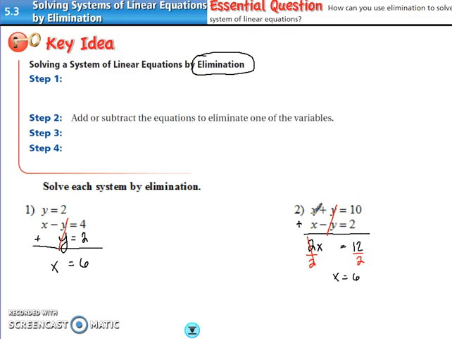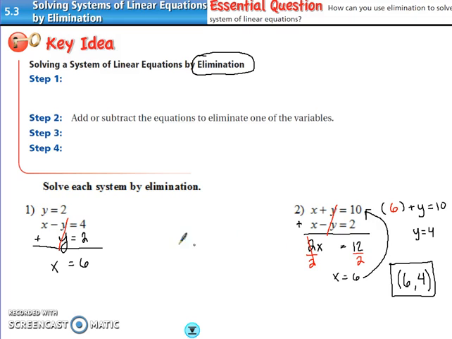If x is equal to 6, we can go back and plug that in. If x is equal to 6, then x plus y is equal to 10. I'll input that value of 6 that we found. And solving, I find that y is equal to 4. So our ordered pair here is (6, 4). This is the point where those two lines cross.